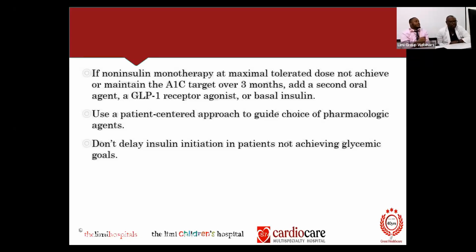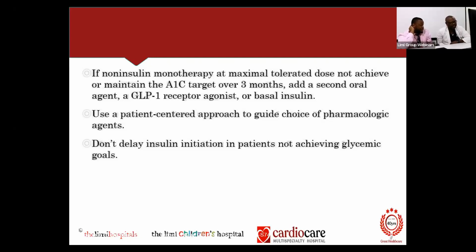So what you're trying to say in effect is that when you start treating a patient for diabetes, you should aim at good glycemic control and you have to throw in everything you have. And initiating insulin is very, very vital.